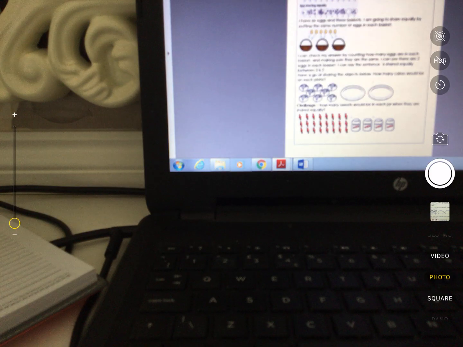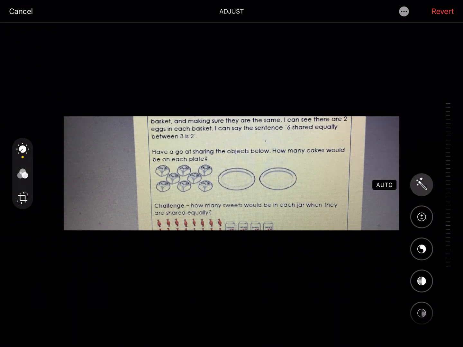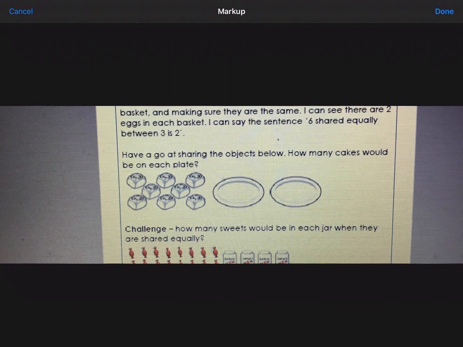So we're going to look at this problem here. It says, have a go at sharing objects on the plate. How many cakes would be on each plate? So the first thing we need to do is count how many cakes there are. We've got 1, 2, 3, 4, 5, 6, 7, 8. We've got 8 cakes. And then we need to see how many plates we're going to share them between. So 1, 2. 2 plates. So 8 cakes between 2 plates.